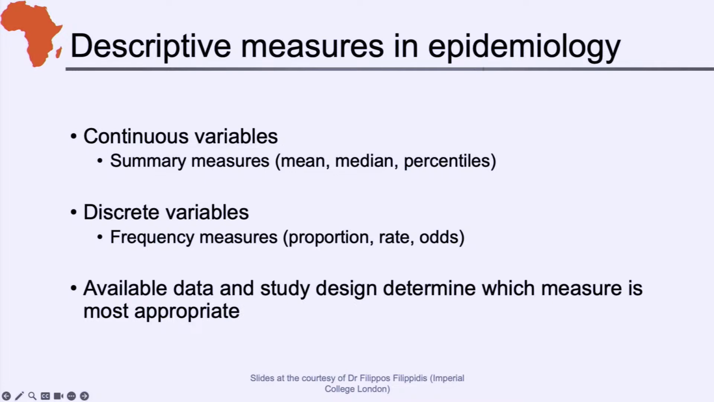I would like to remind you of some very basic descriptive statistics that are commonly used in epidemiology at large, which are continuous variables. We normally use summary measures such as mean, median, and percentiles, and discrete variables including frequency measures such as proportion, rates, and odds. Whatever descriptive measure you choose in your analysis is dependent on the available data and the study design that basically determine which measures to use or not use.